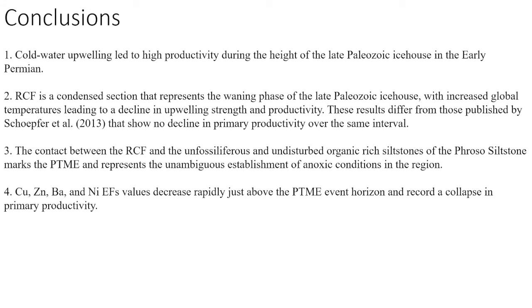For the Ranger Canyon Formation, it is a condensed section that represents the waning phase of the late Permian ice house, with increasing global temperatures leading to the decline of the strength of upwelling and productivity that we saw within our data. Our results actually differ from those published by Schopfer, who shows that there's no decline of primary productivity over that same interval.